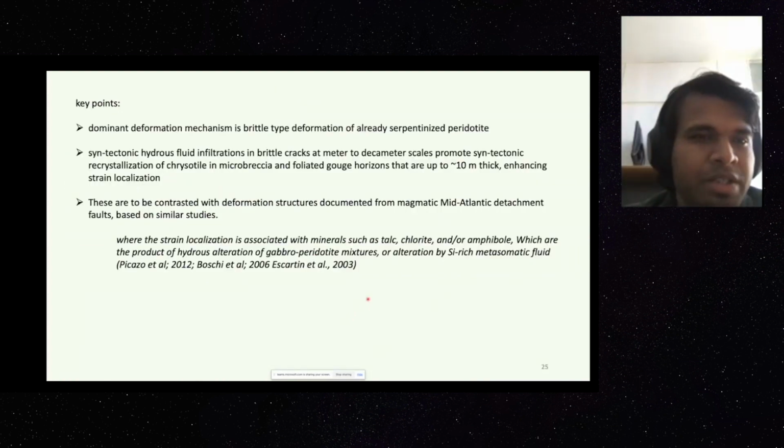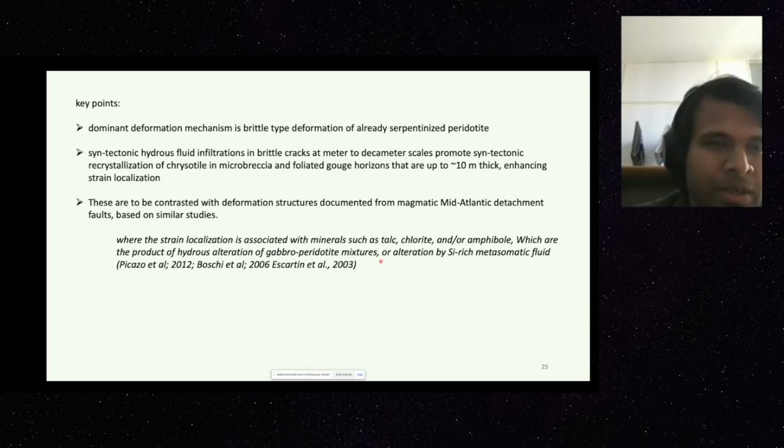So the key points are that the dominant deformation mechanism is brittle type deformation of already serpentinized peridotite, and syntectonic hydrous fluid infiltration in the brittle cracks at meter to decameter scale promotes syntectonic recrystallization of chrysotile in the microbreccia and foliated gouge bearing horizons that are up to 10 meters thick, enhancing the strain localization.